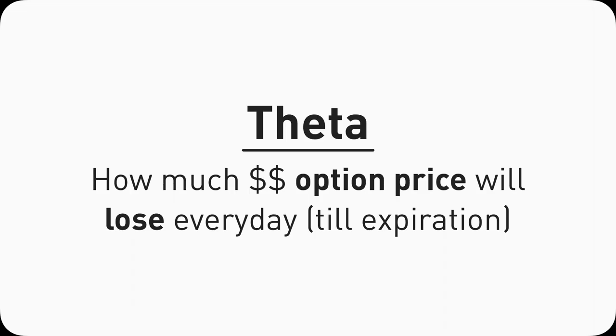Greek number 3, theta. Theta describes the rate of time decay of the option prices. It basically means how much money this option contract will lose every single day, whether the underlying stock goes up or down or flat. This is called theta decay.